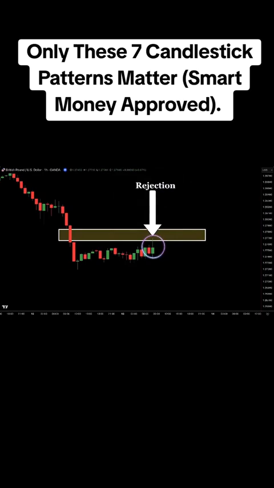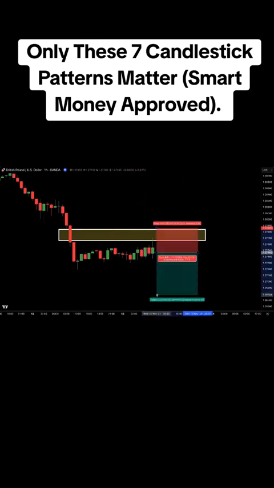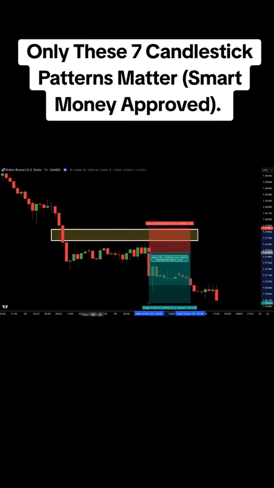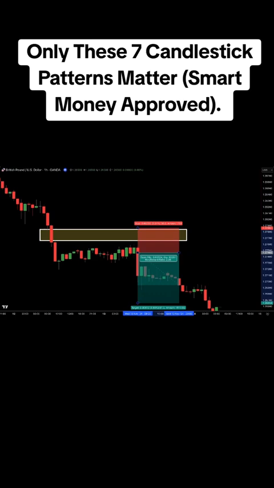That's our entry signal. We place the entry at the close of the rejection candle. Stop loss goes just above the zone and the target, the next support level. Ideally, the reward should be at least twice the risk, giving you solid risk-reward alignment. Look at what happened next. As you can see, the market went down after this pullback.